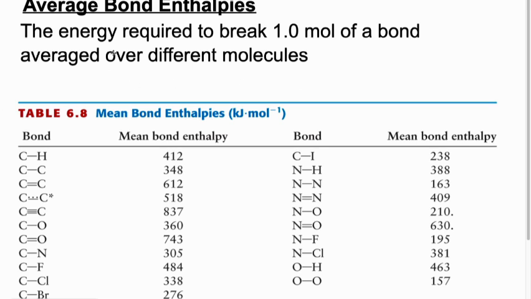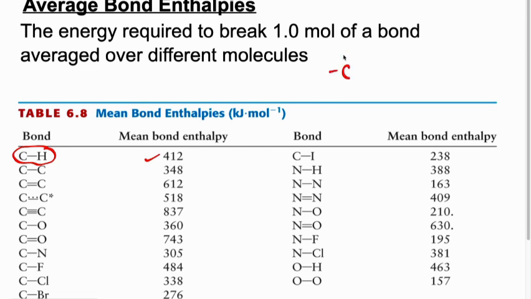Let's take a look at average bond enthalpies. It is the energy required to break 1 mole of a bond, averaged over different molecules. What that basically means is that here's a C-H bond. How much energy do I need to break 1 mole of that bond? Well, it's 412 kilojoules per mole. And this is averaged over different molecules.